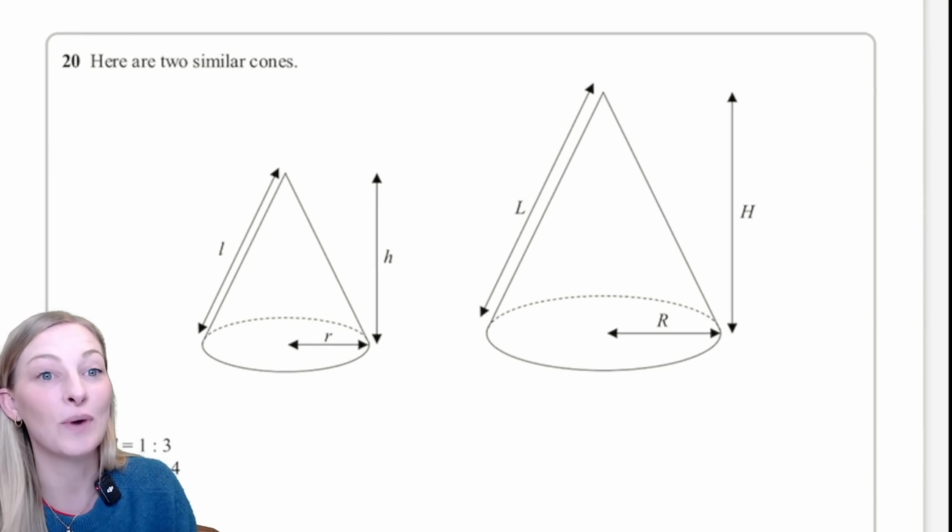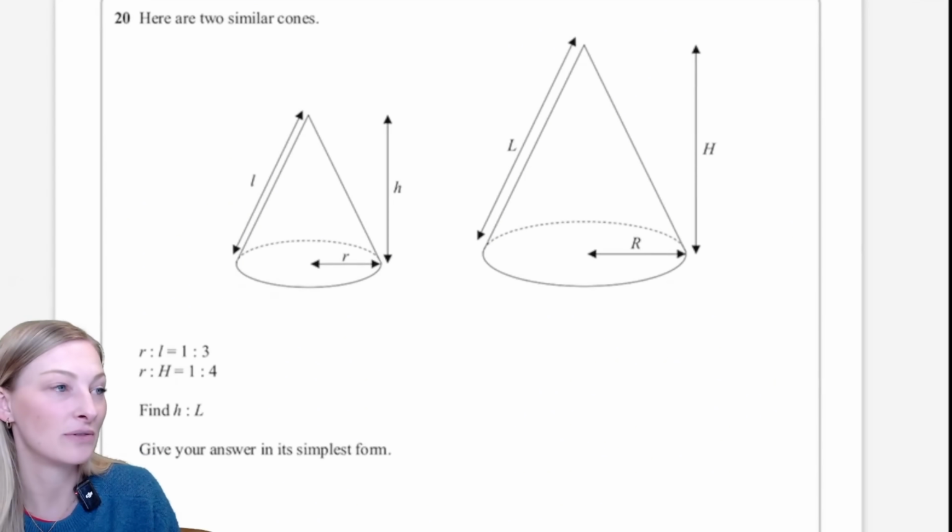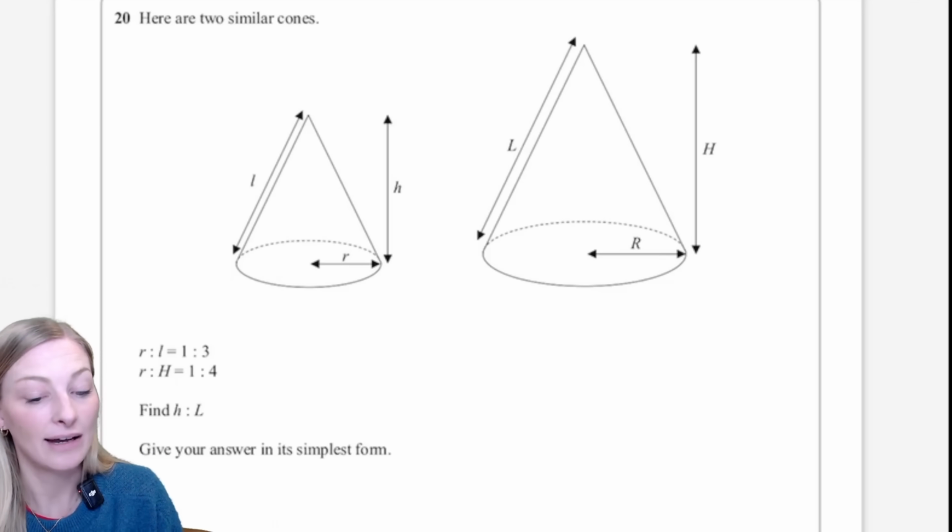And last but not least, question number 20. Here are two similar cones. R to L is 1 to 3 and R to H is 1 to 4. Find H to L. Give your answer in its simplest form.